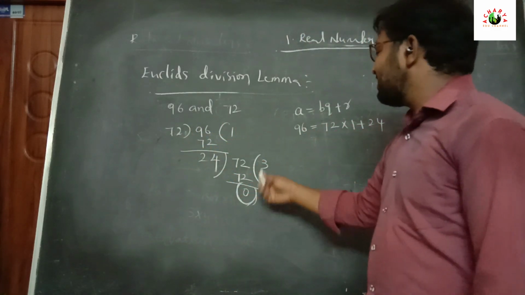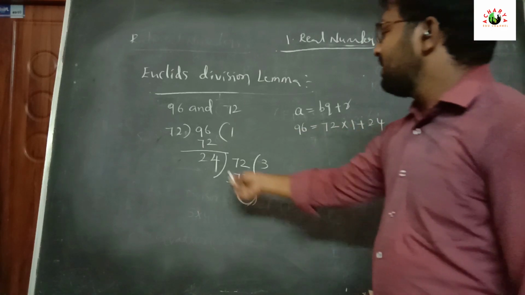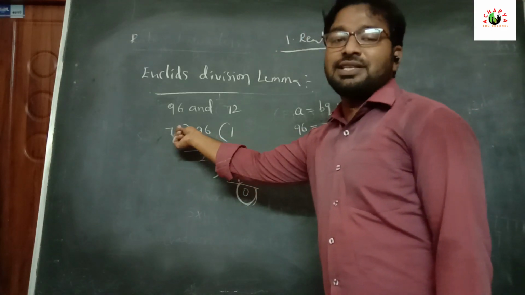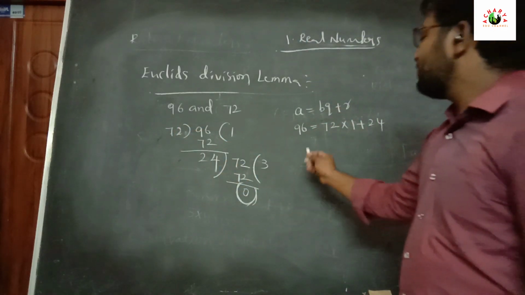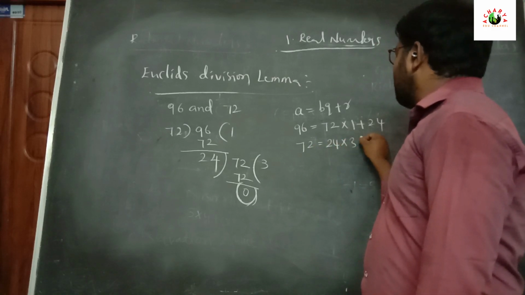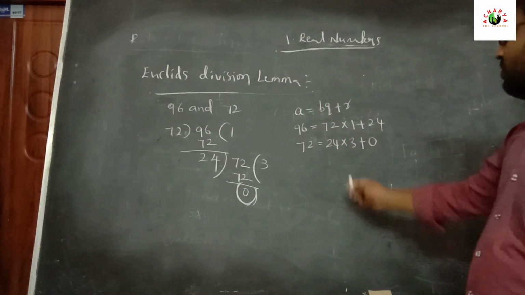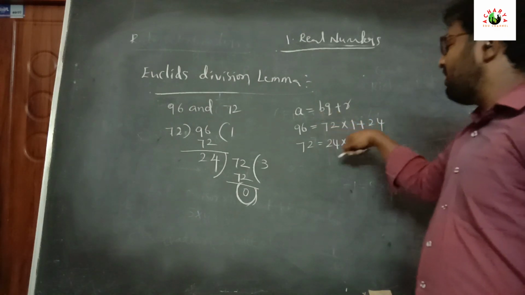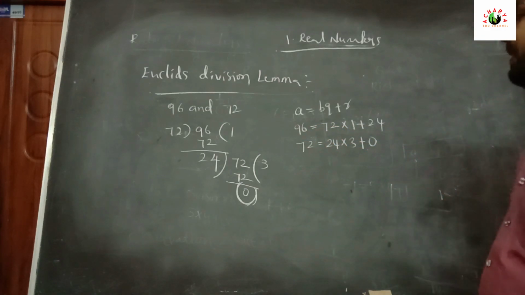Now the next case: this 96 is 72 into 1 plus 24. Again, this 72, the divisor, becomes the dividend. So 72 is equal to 24 into 3 plus 0. So it is in the form of A is equal to BQ plus R.